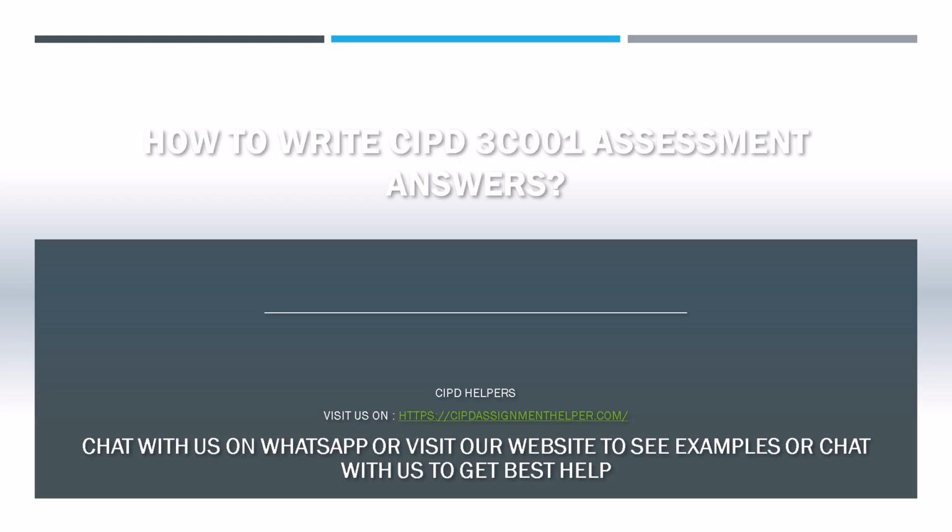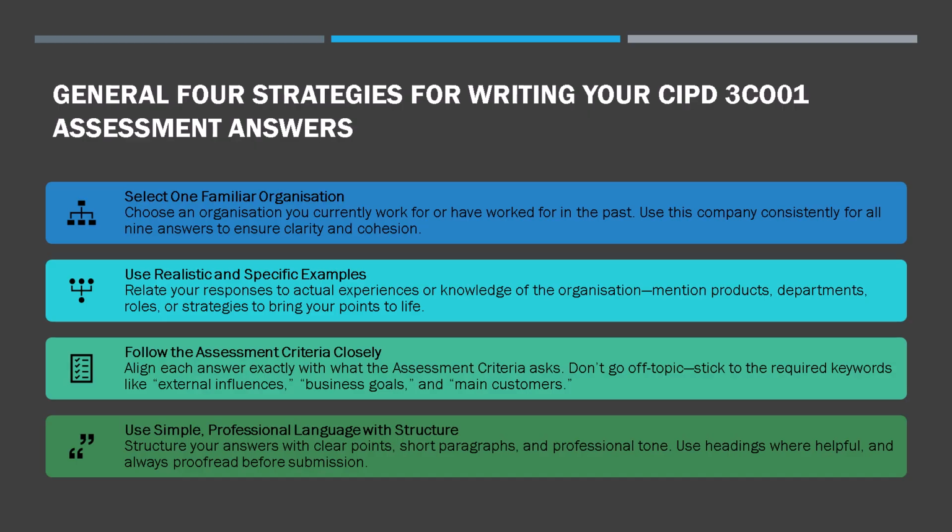meet CIPD expectations effectively. When preparing the 3C001 assessment, it's crucial to begin by selecting one organization you're familiar with, ideally one where you've worked. This ensures that your examples are realistic and relatable, allowing you to give specific insights into how the business operates. Throughout all 9 answers, maintain consistency by referring to the same organization.